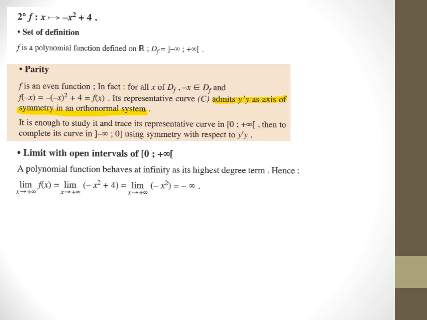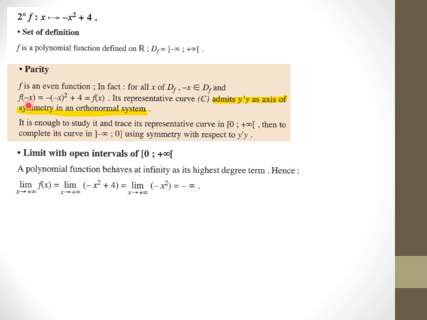Now we'll take another example. We have minus x squared plus 4. Also, this is a polynomial, so the domain of definition is minus infinity to plus infinity. Here they studied the parity. The function is even, because f of minus x is the same as f of x, so it admits y prime or y as an axis of symmetry.